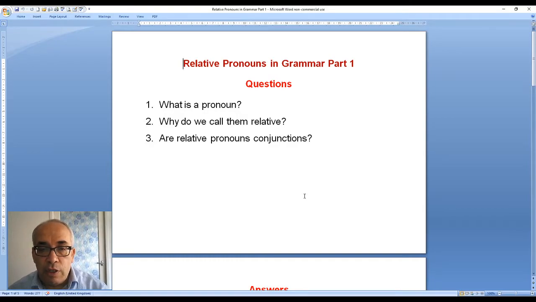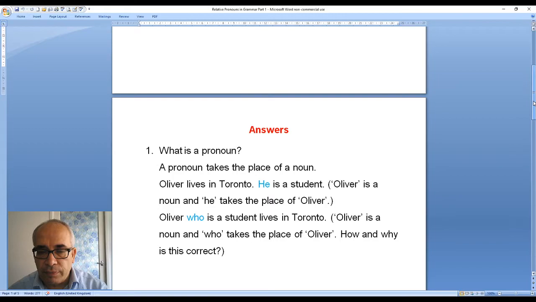We have 3 questions for this lesson. Number 1, what is a pronoun? Number 2, why do we call relative pronouns relative? And number 3, are relative pronouns conjunctions? So 3 questions for you. Shall we look at the answers?